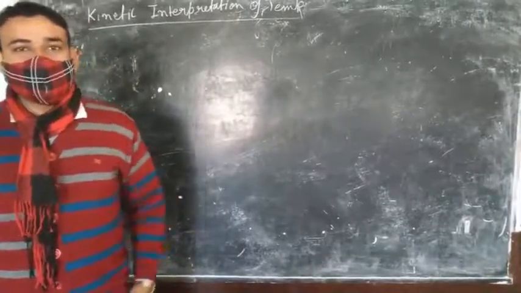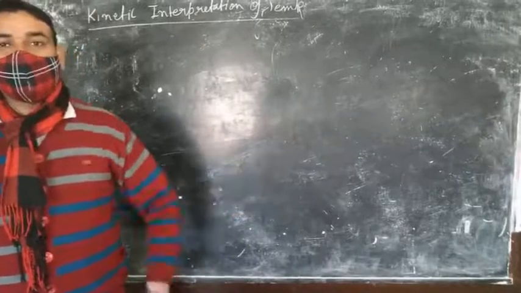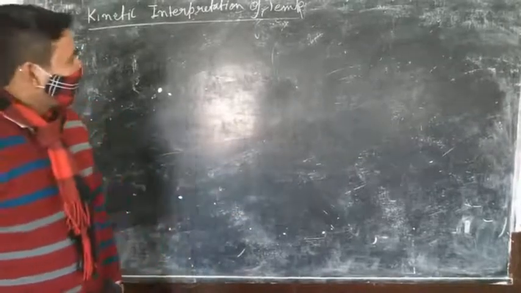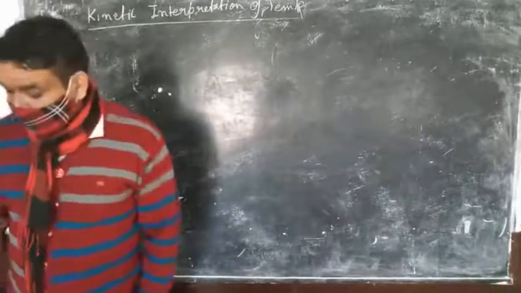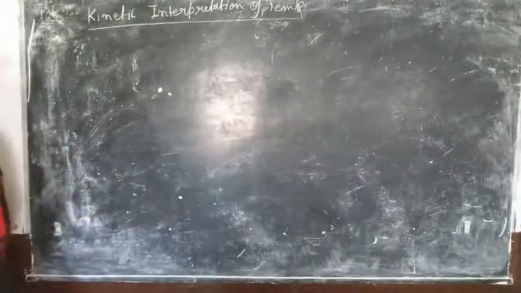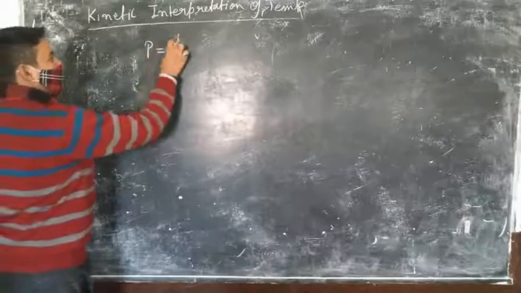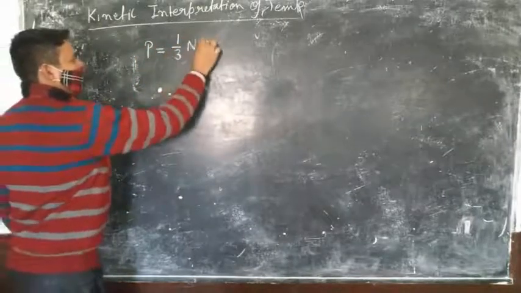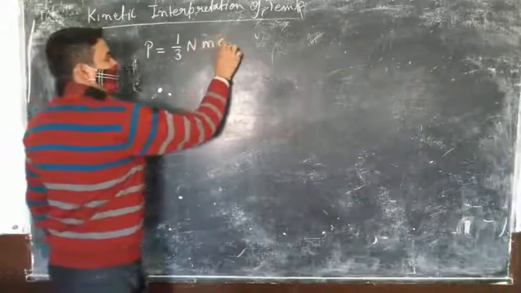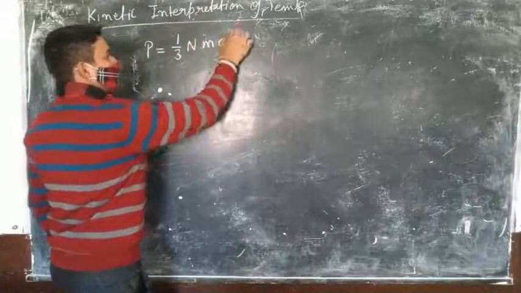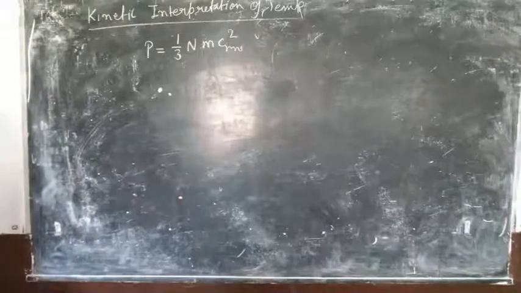Students, in today's class, we will continue with our topic, the kinetic interpretation of temperature. In the previous class, we derived an expression for the pressure, which is equal to 1 by 3 m CRMS square.